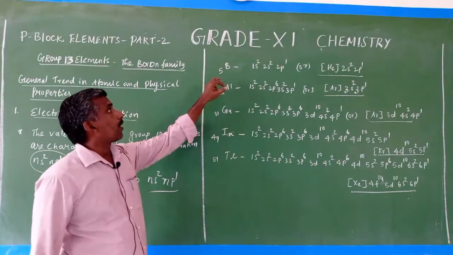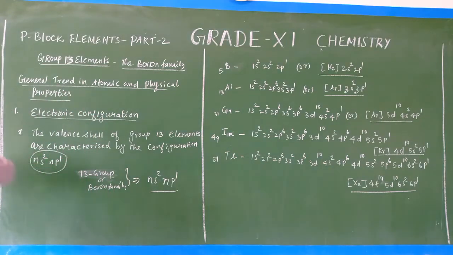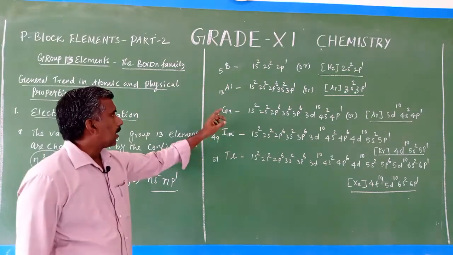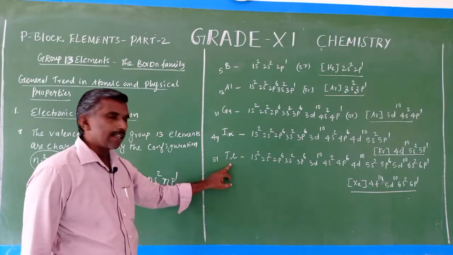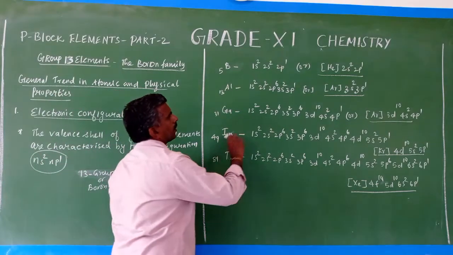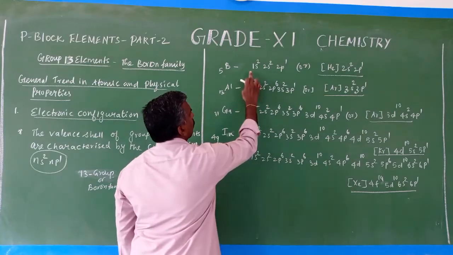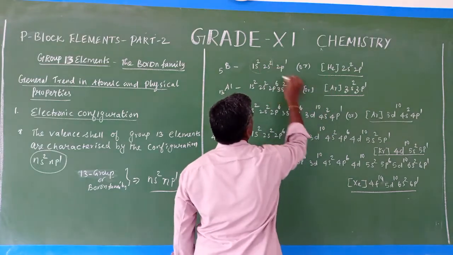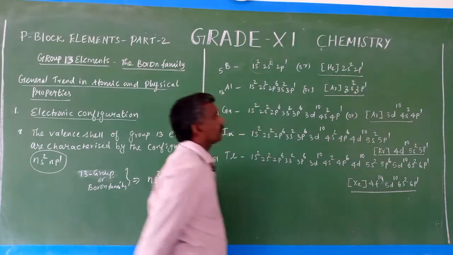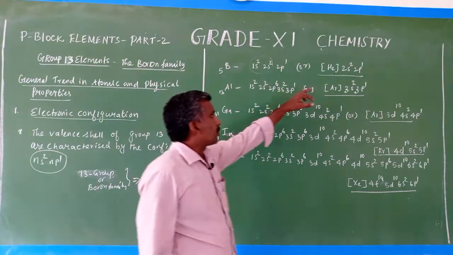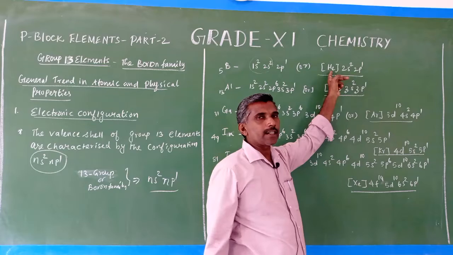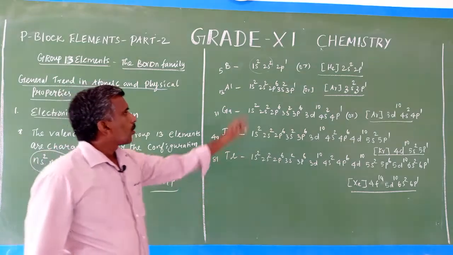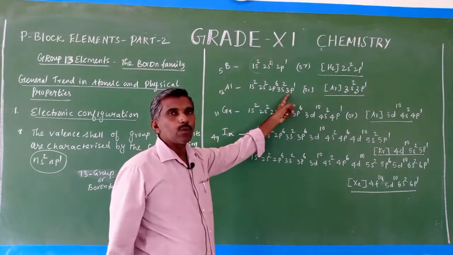Boron's atomic number is 5, aluminum 13, gallium 31, indium 49, thallium 81. Boron's electronic configuration: atomic number 5, 1s2, 2s2, 2p1. This is the helium configuration plus 2s2, 2p1. Boron can be written as helium 2s2, 2p1. Then aluminum, 13: 1s2, 2s2, 2p6, 3s2, 3p1.